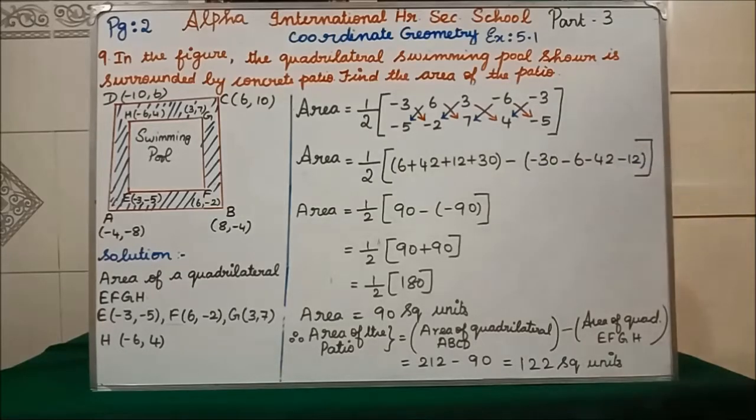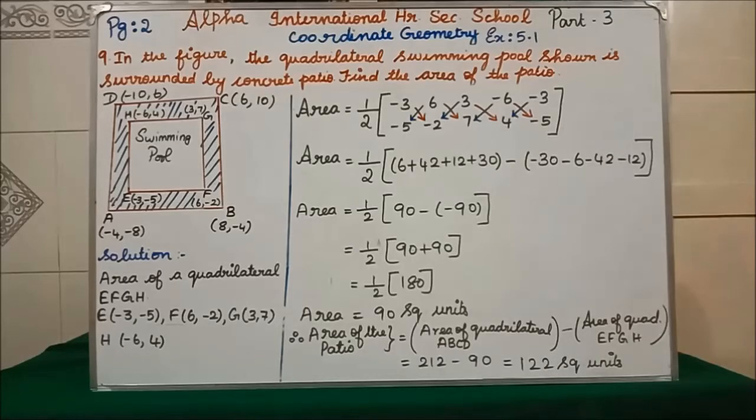Similarly, if we add this we are getting minus 90. So in the middle, one minus we are having, that minus has become plus. So 90 plus 90 is what? 180. So if we cancel 2 and 180, we are getting 90 square units.